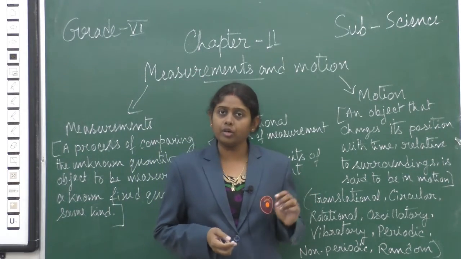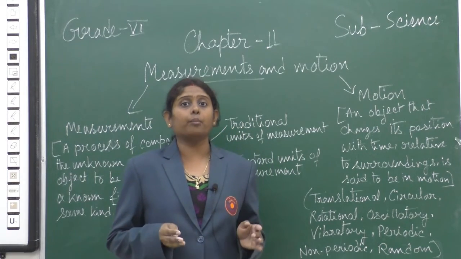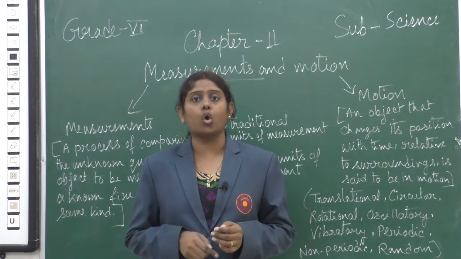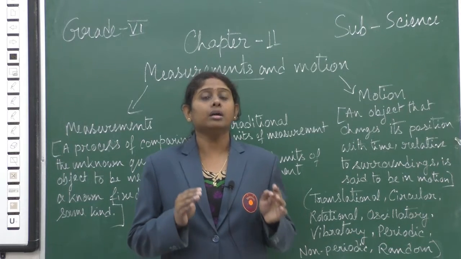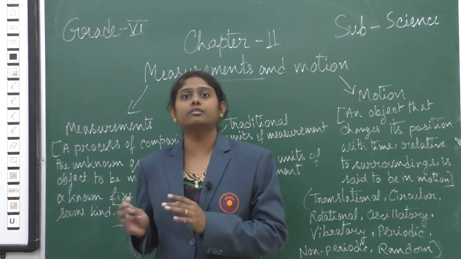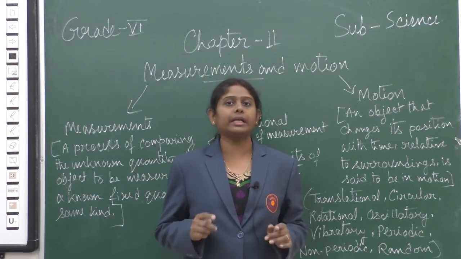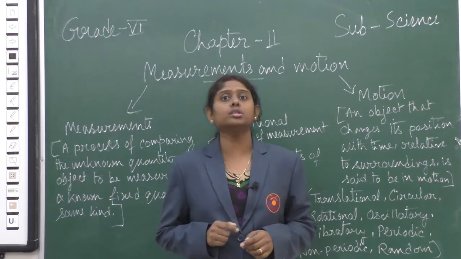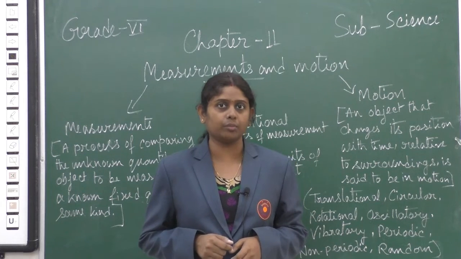Now the second part of this motion, that is curvilinear motion. When a body is moving in a curved way, that's called curvilinear motion. Example, when a car takes a turn, it is a curvilinear motion. Circular motion means a body moving in a circular path, that's called circular motion. The motion of earth around sun is an example of circular motion.